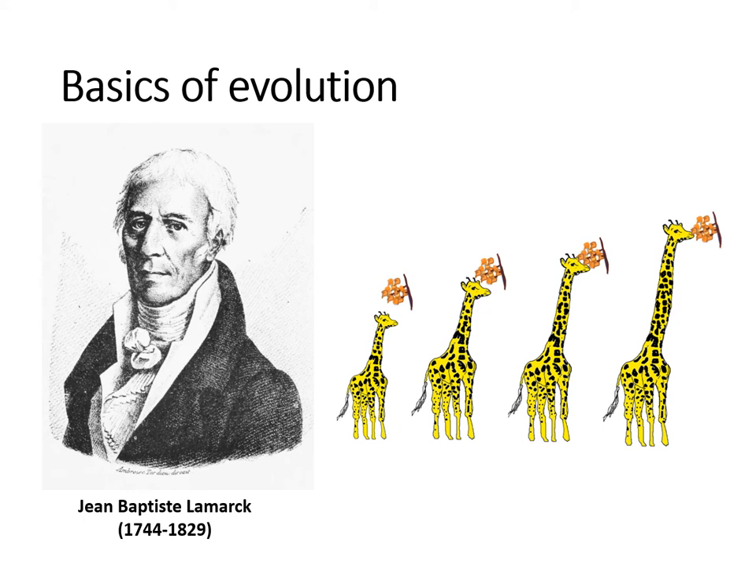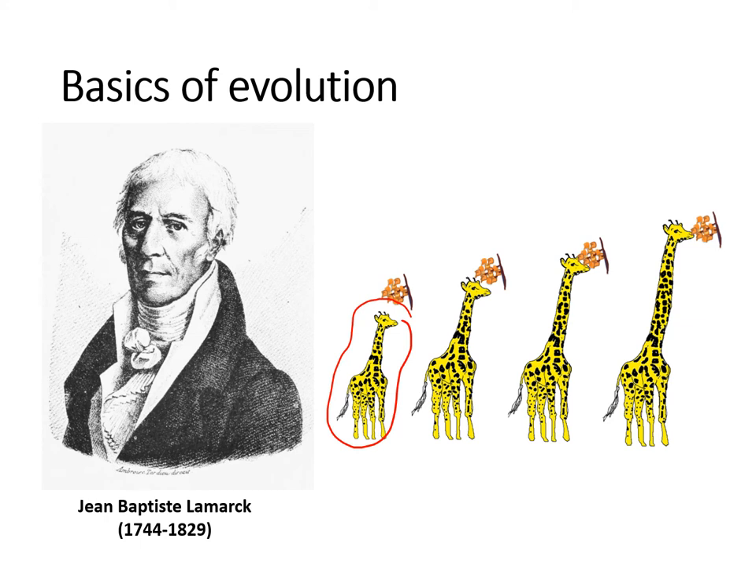He theorized that, a long time ago, giraffes used to have shorter necks. Because they wanted to reach the food that is high up in the tree, they stretched their necks a little bit, and then their necks got a little bit longer. Then the next generation would stretch the neck further and further, until over many, many generations, the giraffe eventually has a very, very long neck. So that's the idea of evolution according to Lamarck.